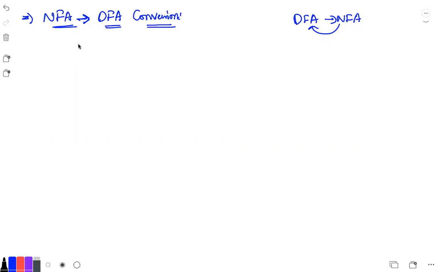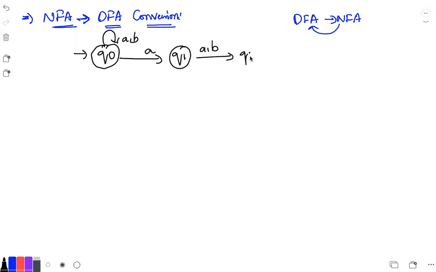So let me take a basic NFA. Q0 on A, B goes to Q0, and on A goes to Q1. Q1 on A, B goes to Q2, which is the final state. So this is a basic NFA. Now I want to construct a DFA for this. In this problem, step one is to make a table. Given a transition diagram, make a table for your better understanding.